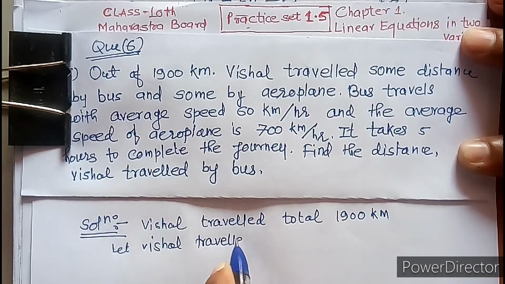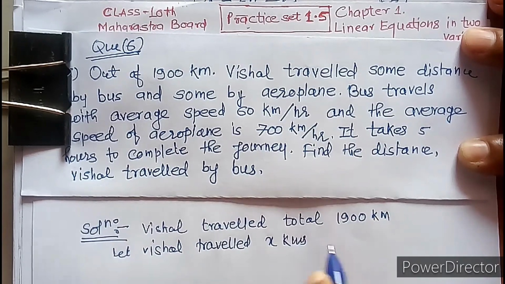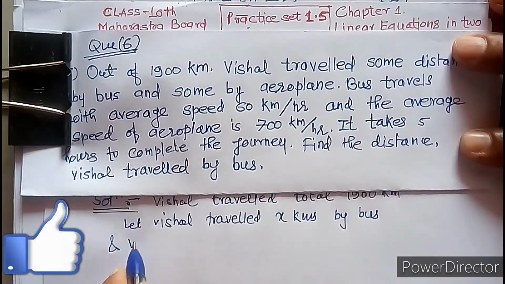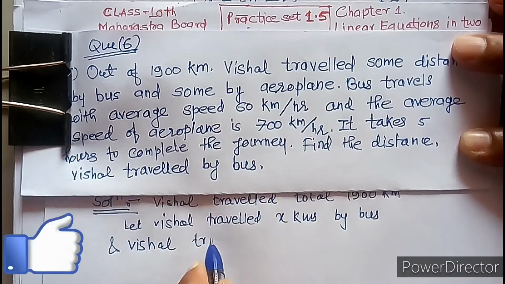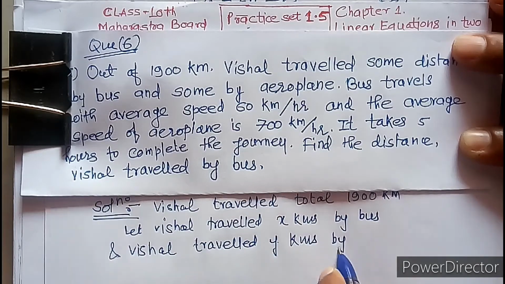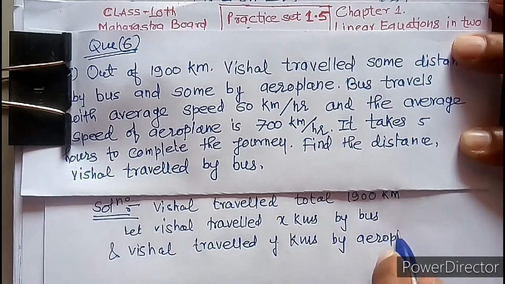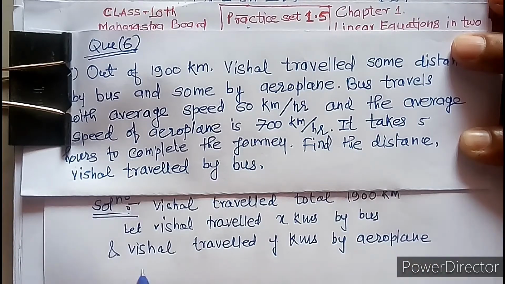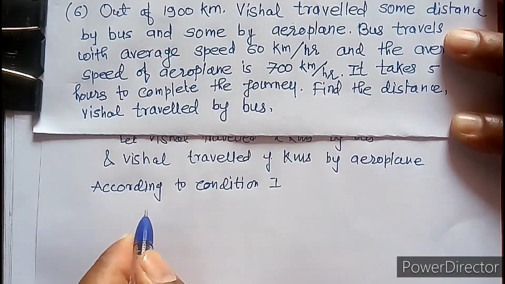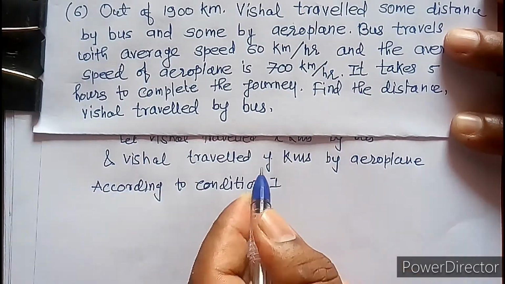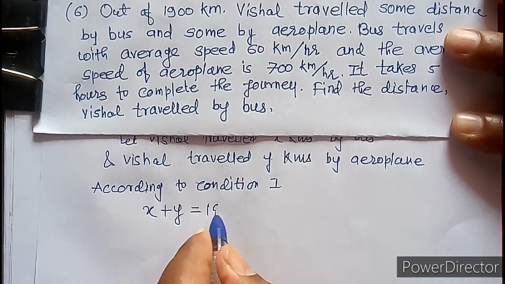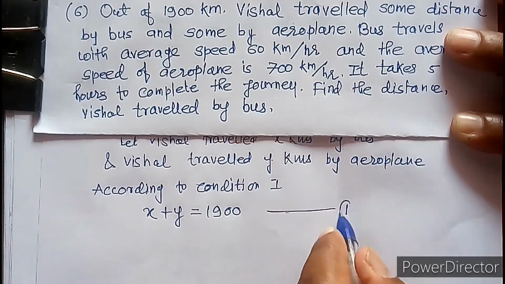travel x kilometers by bus and we shall travel y kilometers by aeroplane. Here according to the first condition, he travels a total of 1900 kilometers, then by bus he travels x kilometers and by aeroplane he travels y kilometers. Means total journey, that is the summation of x plus y, will become 1900. This is equation number 1.